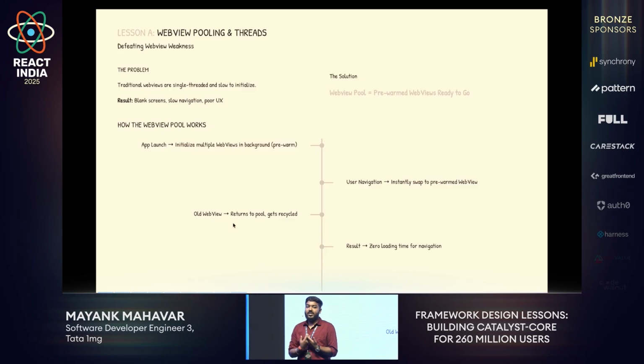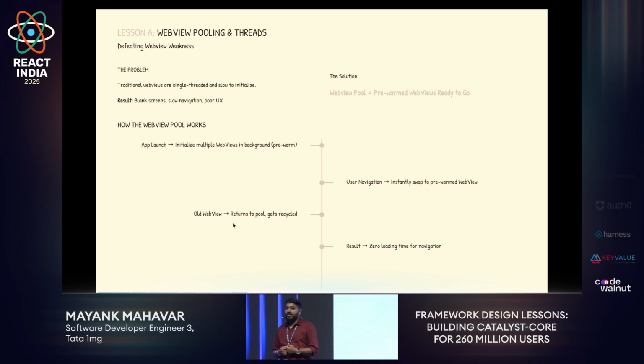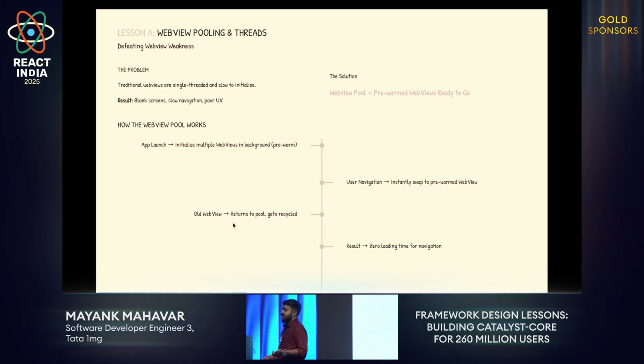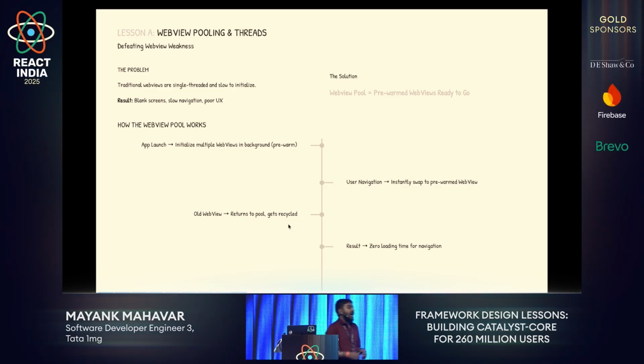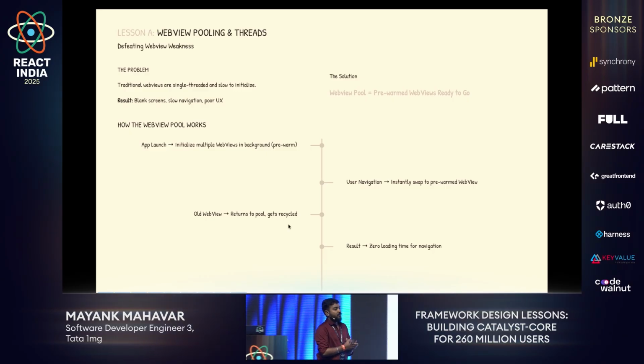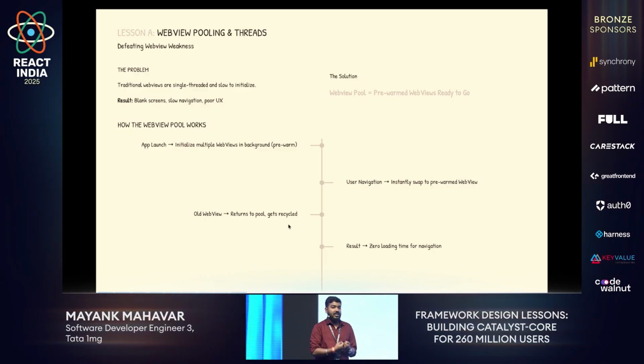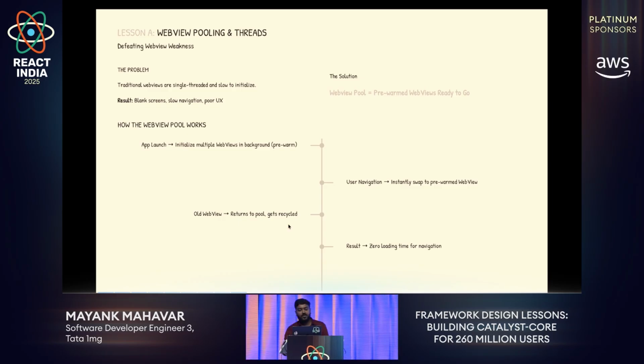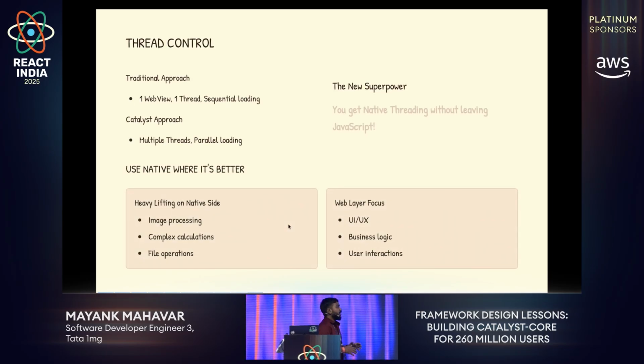This is something which we can't have. We can't let the user feel that our app is slow. So what did we come up with? We came up with something called WebView pooling. What WebView pooling is: we pre-warm different WebViews to make sure that your page starts streaming to you as soon as your app has launched, right?